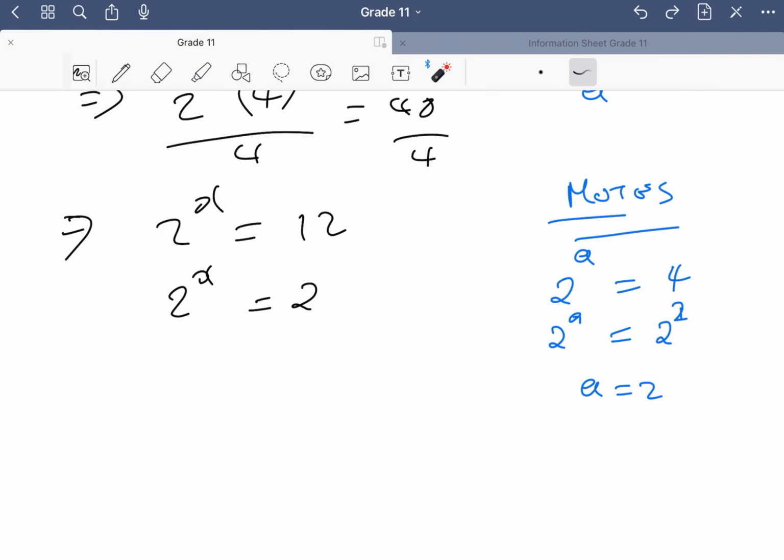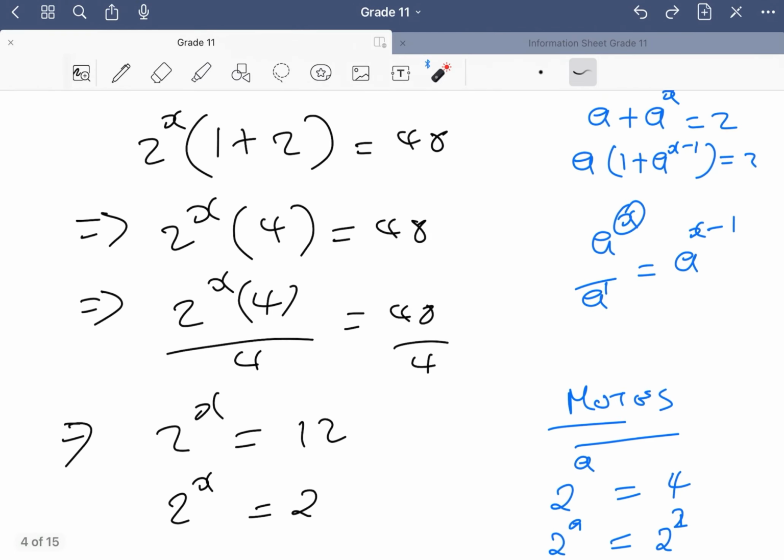Now let's do 3. What is 2 power 3? 2 power 3 is 8. Okay, now let's do 4. 2 power 4 is 16. Okay, so we jumped over 12. So we did something wrong here. If 2 power 3 is 8, we did something wrong here.